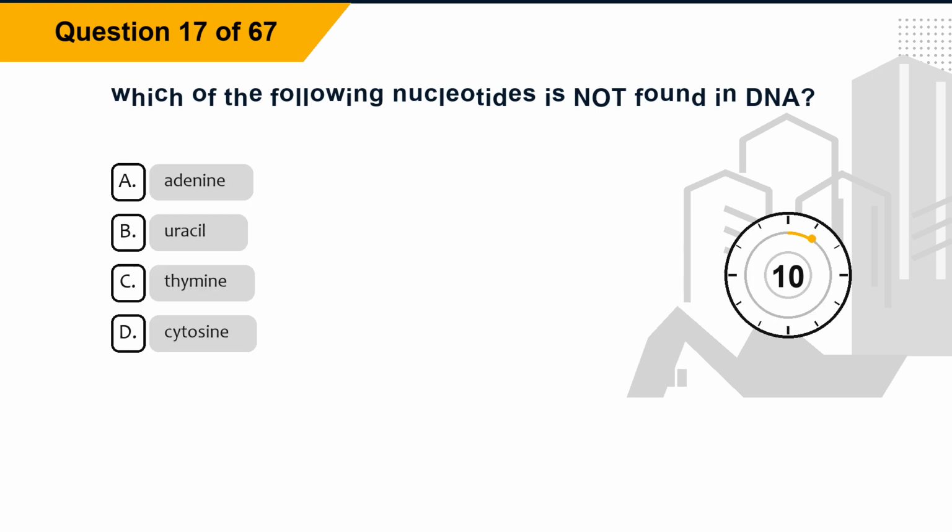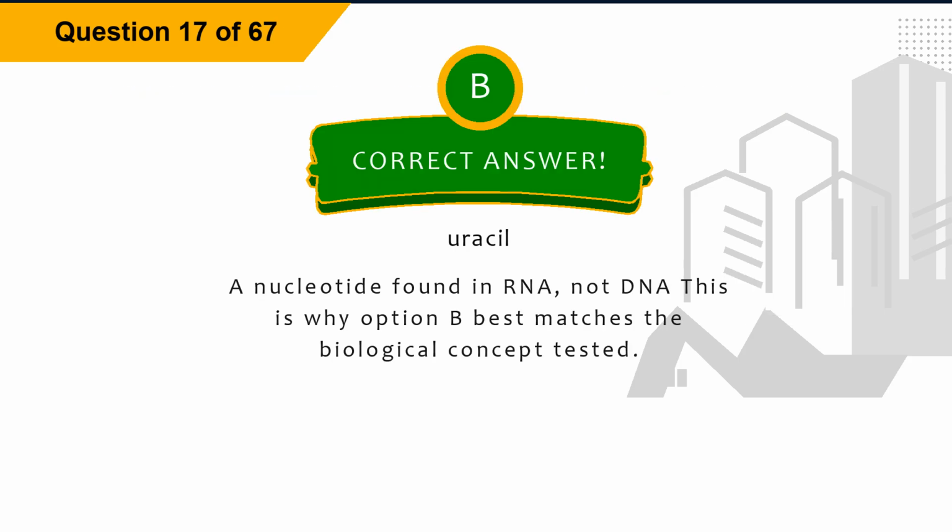Question 17. Which of the following nucleotides is not found in DNA? Option A, adenine. Option B, uracil. Option C, thymine. Option D, cytosine. The correct answer is option B, uracil. Explanation. A nucleotide found in RNA, not DNA. This is why option B best matches the biological concept tested.